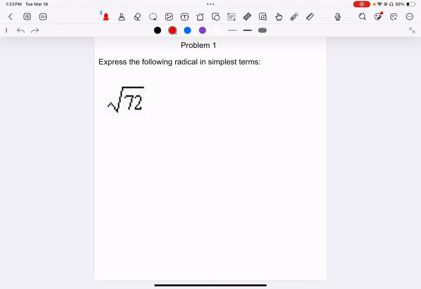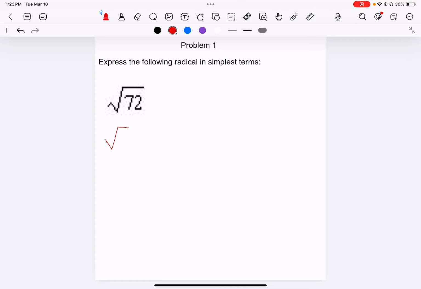This lesson is going to be on expressing radicals in simplest radical terms. When we're expressing radicals in simplest terms, we have to make sure that there's no factors that are perfect squares of the given number we have. So here we have radical, or square root 72.